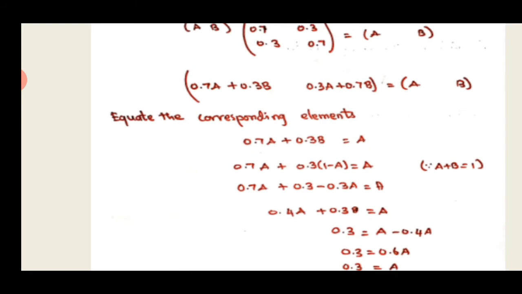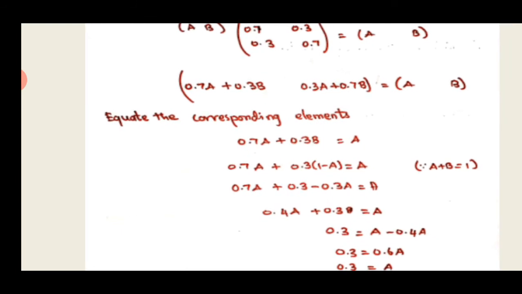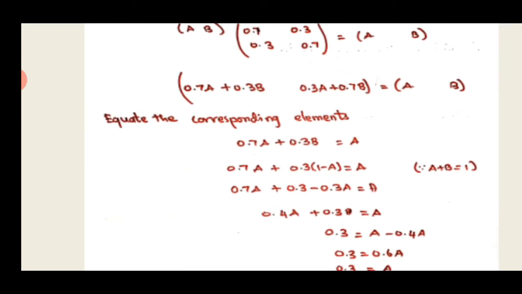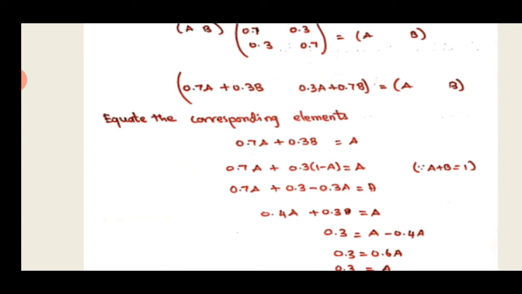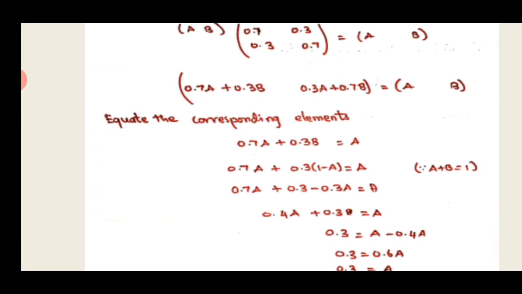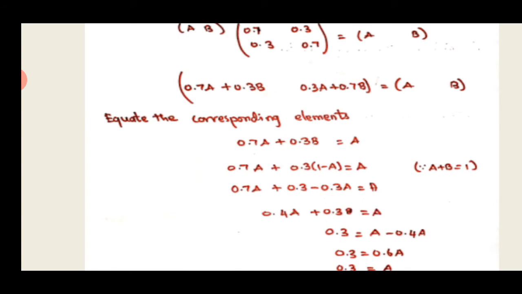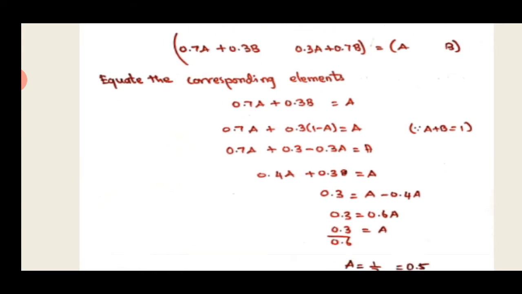Now we know very well A plus B is equal to 1, so B equals 1 minus A. In the place of B, I have substituted 1 minus A. Now outside the bracket of 1 minus A, we have 0.3. Multiply the 0.3 inside the bracket. So we get 0.7A plus 0.3 minus 0.3A equal to A. Now 0.7A minus 0.3A is 0.4A, plus 0.3 equal to A.